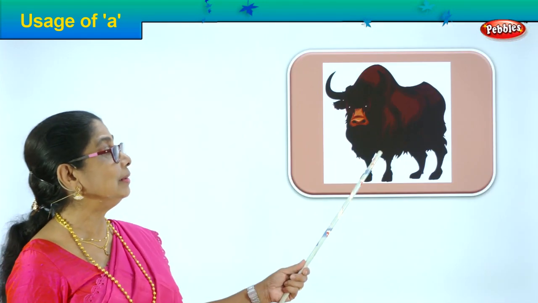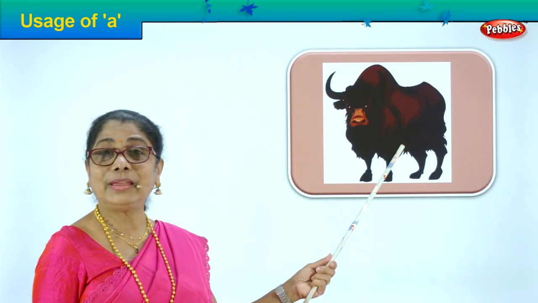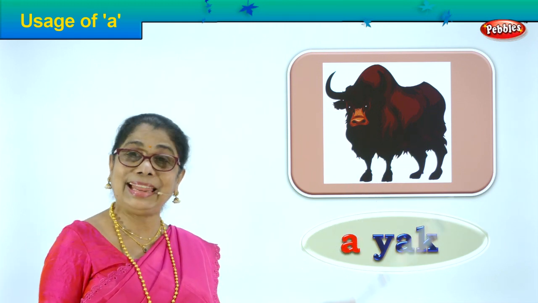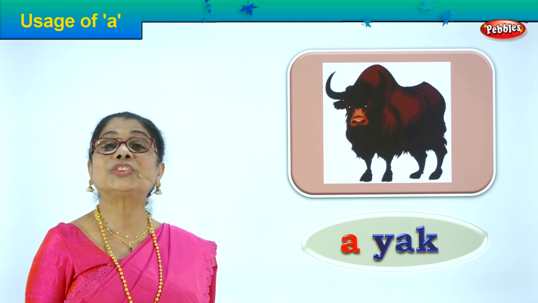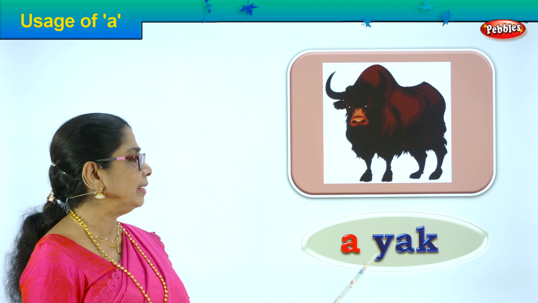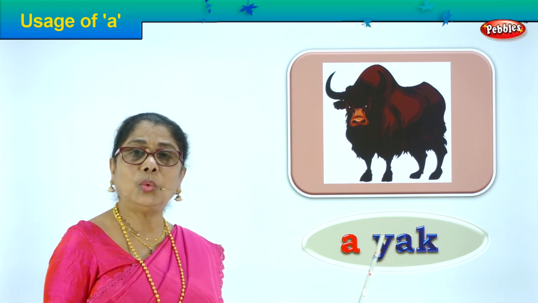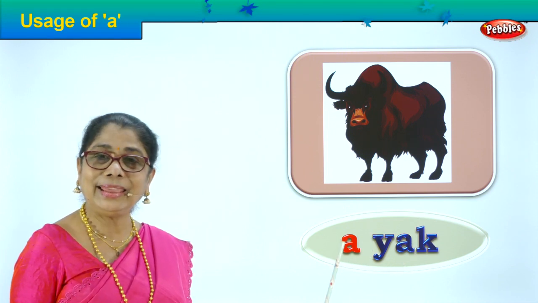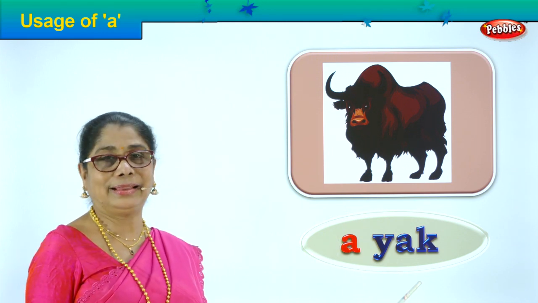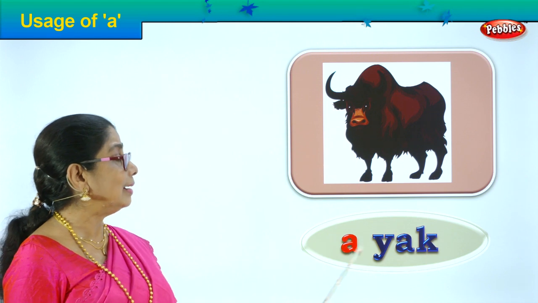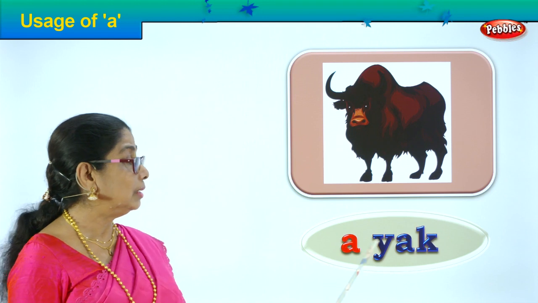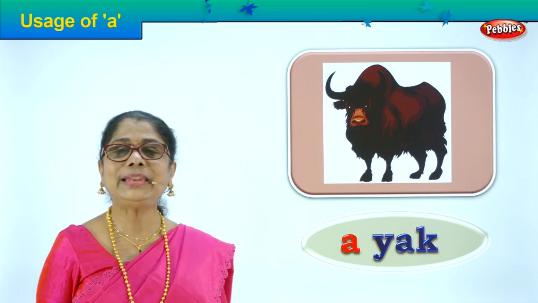Let's take another picture. Look what you have here. It's an animal. Wherever it's cold, in North India, you find this animal. It's called a yak. Spell yak, Y-A-K, yak. And before the word yak, we put a. A yak. This is a yak. This yak has lots of hair on its body. Yes? Good. A yak.